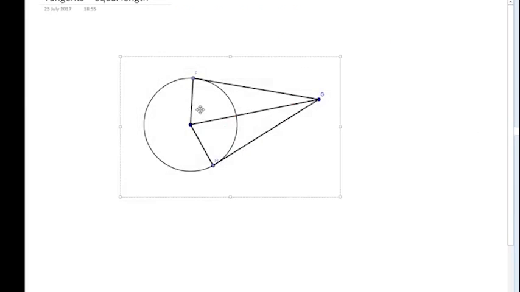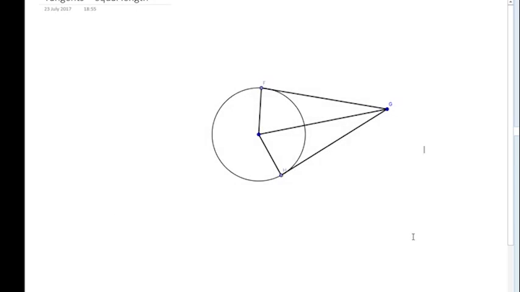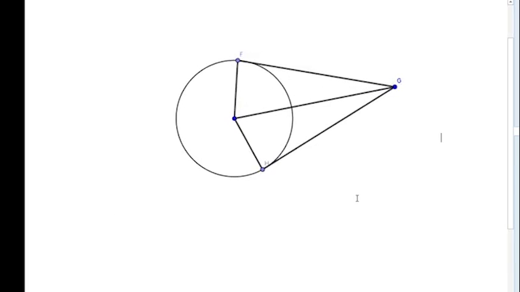The other property, I think most of you know, but still we'll cover it. A tangent from an external point. From an external point, you can draw two tangents to the circle, and both the tangents will be equal. So this tangent and this tangent will be equal in length. How do we prove it?